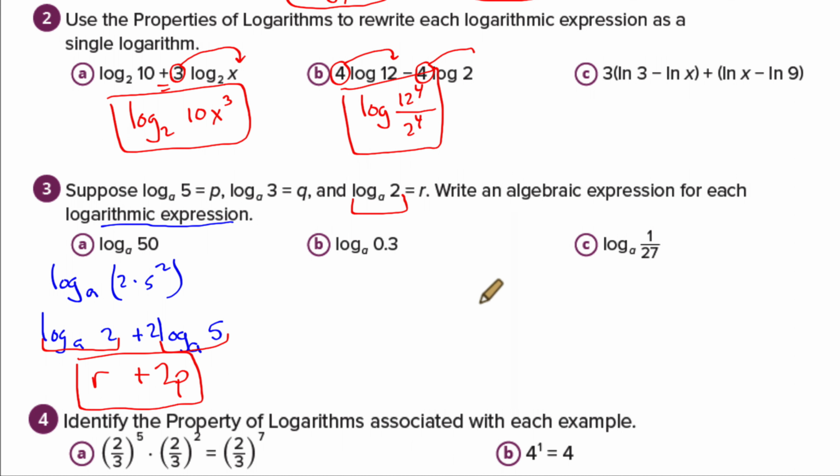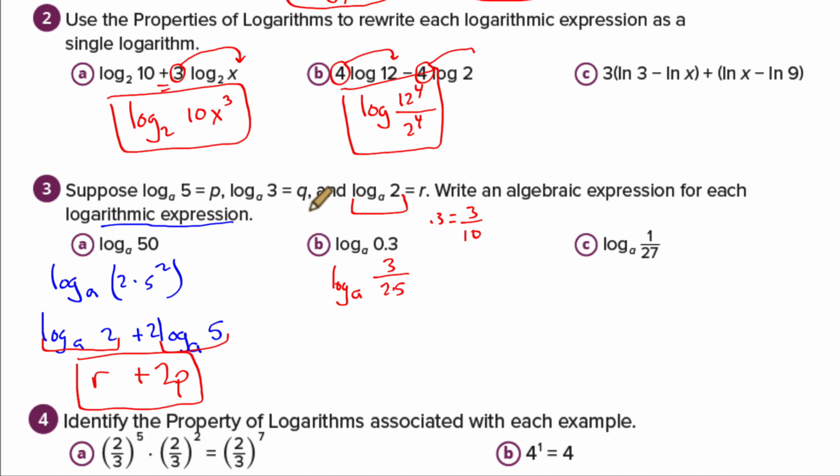So let's look at b. B is a little tricky here. We have log base a of 0.3. Well, I know that 0.3 is 3/10. And 3/10 can be written as 3 over 2 times 5. 3 over 10, right? That's what 0.3 is. 0.3 equals 3 over 10.